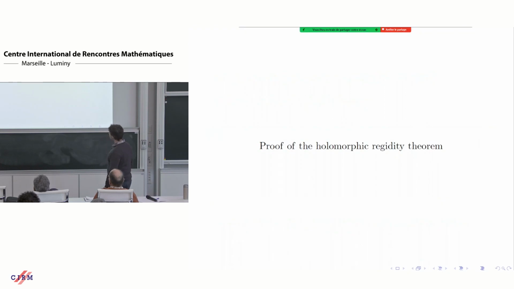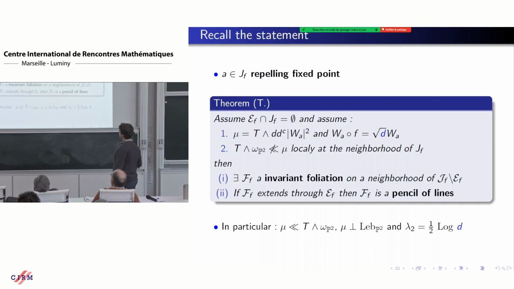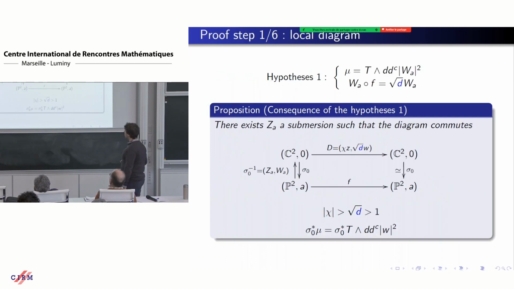So now I will turn to the proof. I will not enter into every detail, but I will give you the general strategy for the proof. So I recall the statement. We are going to start with this formula, and we are going to globalize it a little bit, because for the moment, this formula makes sense only in a neighborhood of the fixed point A. So how can we do that?